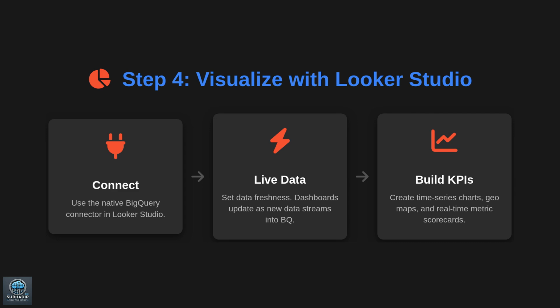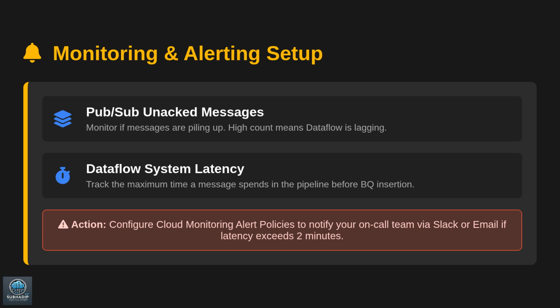Step 4 is visualization. Looker Studio connects natively to BigQuery. You can build dynamic reports to monitor your key performance indicators in real time without moving the data. Just adjust the data freshness settings to keep your charts live.